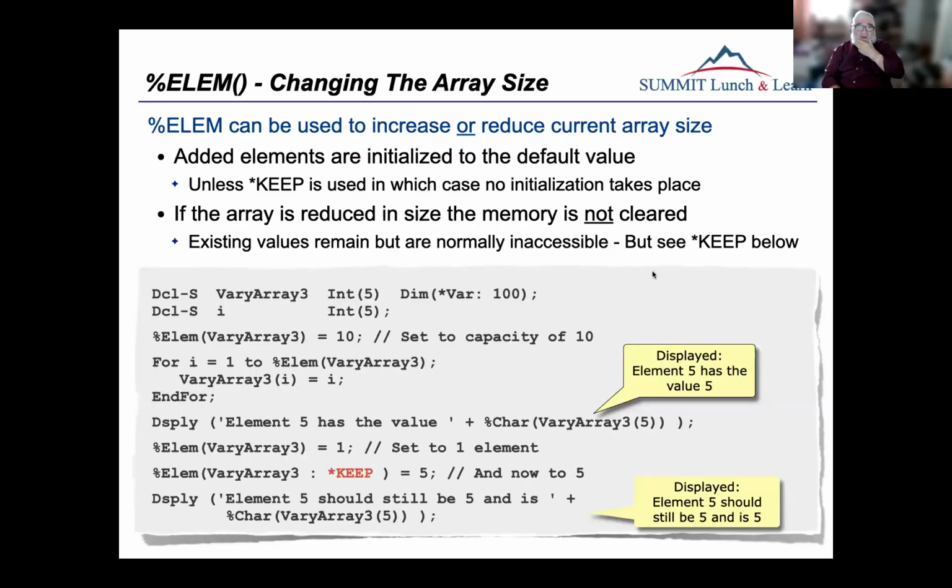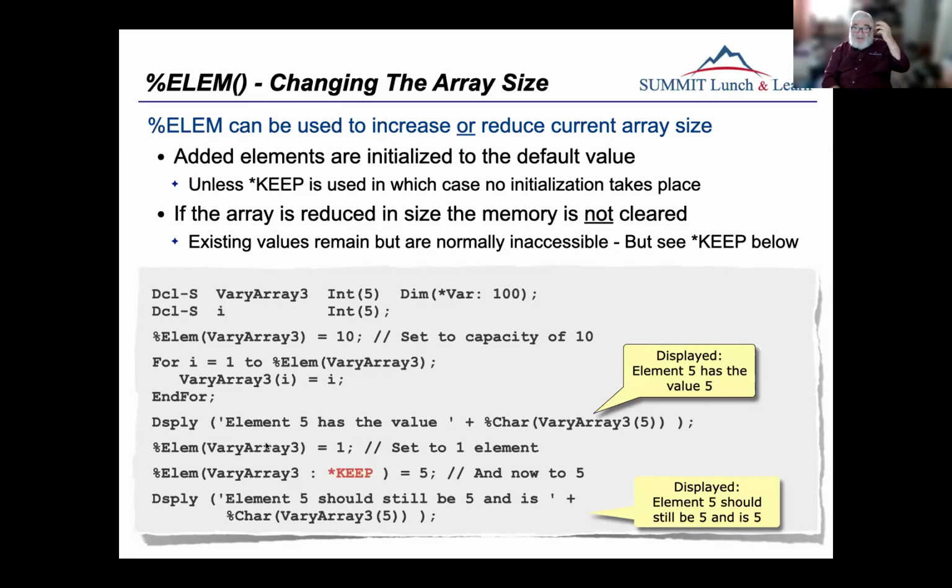So, changing the array size. I've got an array here that's a variable array with 100 elements. I've got a counter that I'm going to use, which is an integer. I'm going to say, set the array length to 10. So that will set it to a current capacity of 10. And then I'm going to loop through for I equals 1 to lm, that's the number. So it'll be 1 to 10 in this case, set the value of each element to the current counter.